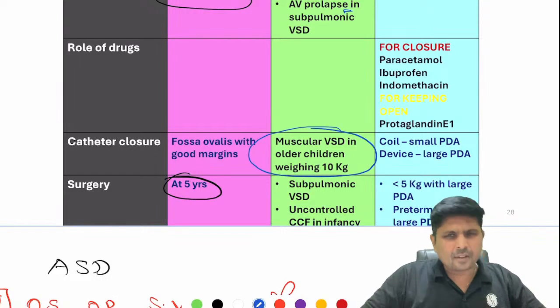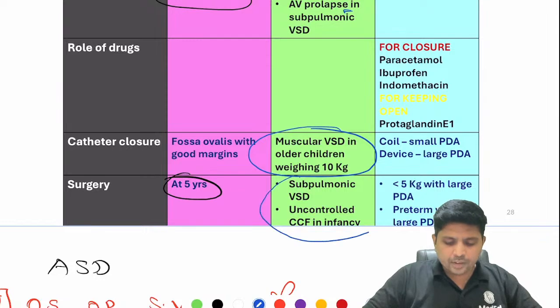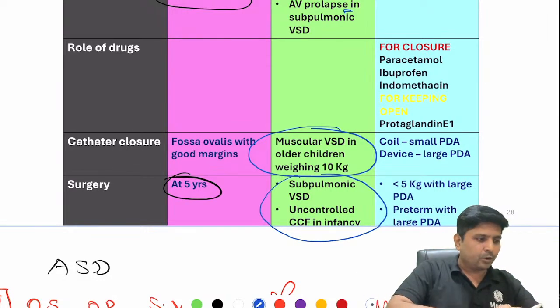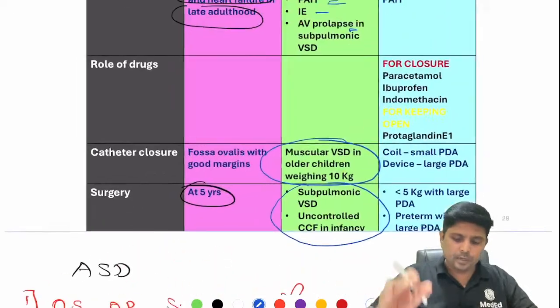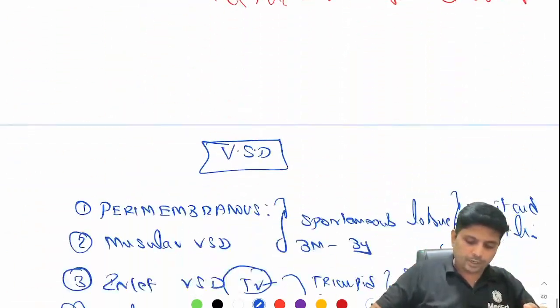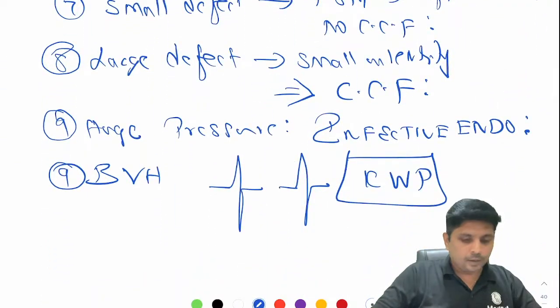So majority of them right now we close surgically. Usually when CCF is there, it can be closed as early as possible. So this is a short comment on VSD. Short comment on VSD. So let me finish PDA for today.